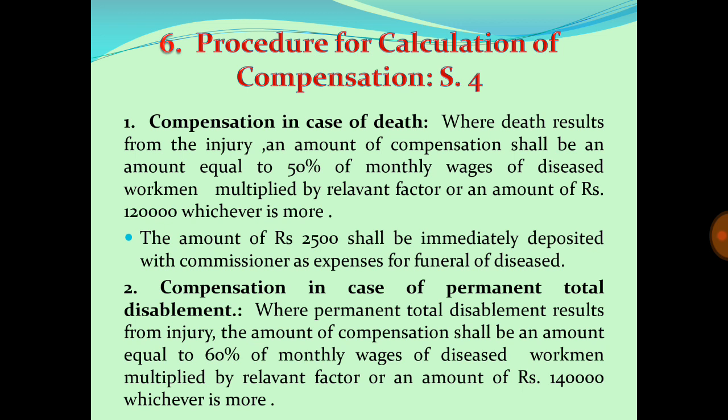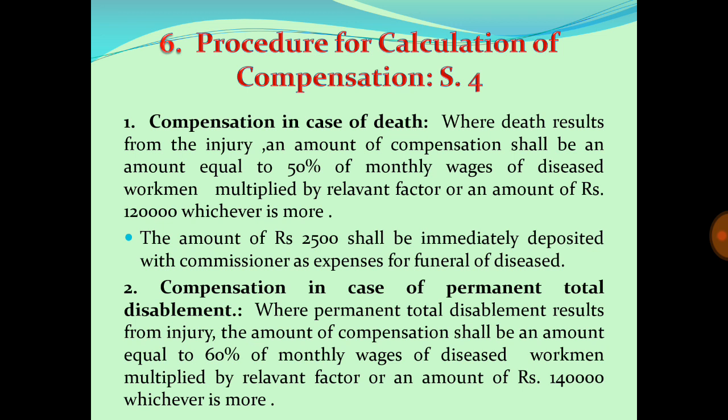As I have already told you, that relevant factor is dependent upon the age of that workman. If the age of that workman is 65 at the time of accident, then that rupees 1,500 will be multiplied by 99, and the resulting amount will be the amount of compensation. So that amount of compensation shall be rupees 1,20,000, or what the amount results by that multiplication. Whatever the higher amount, that will be the amount of compensation.